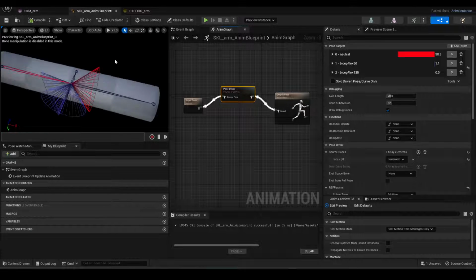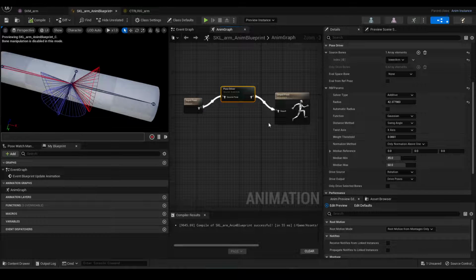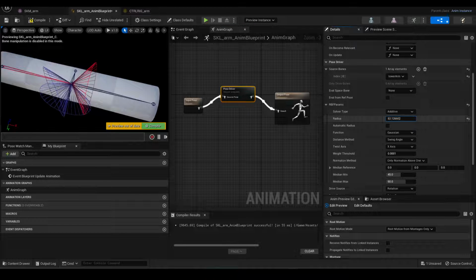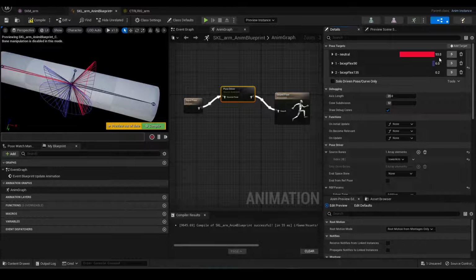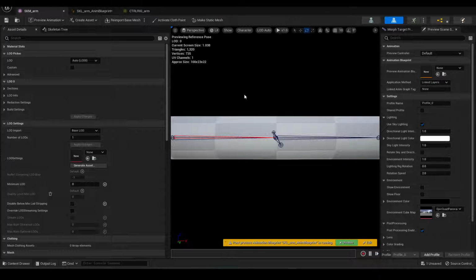If I increase the radius, the more these cones will overlap, the more these values will be distributed. You can see that by intersecting these cones, I'm also giving a little bit of weight to the bicep flex 135. So it's really about making sure that you get a good average.